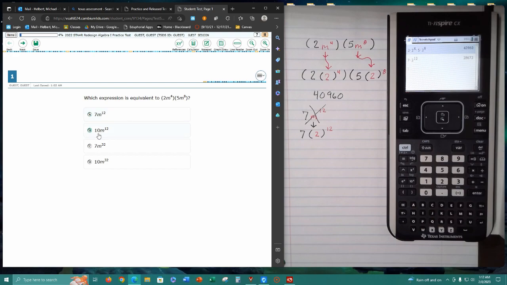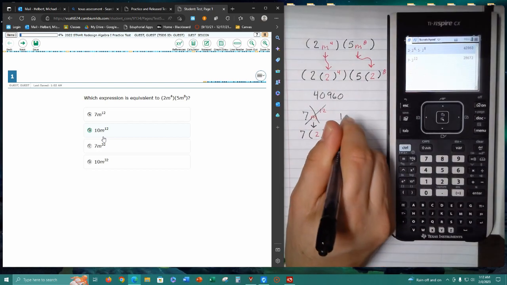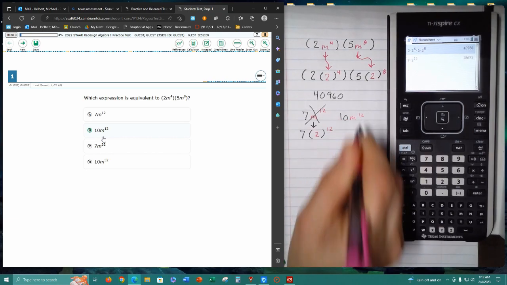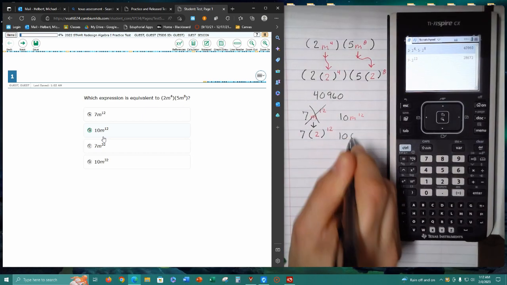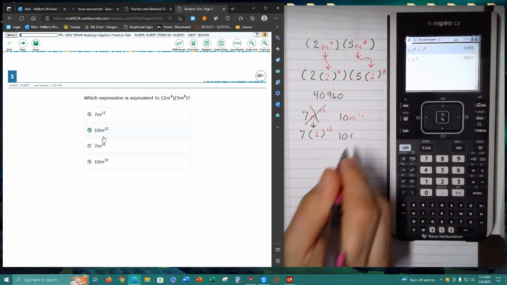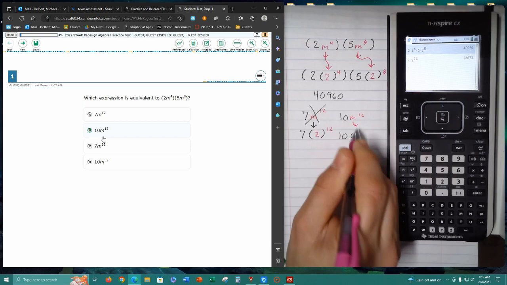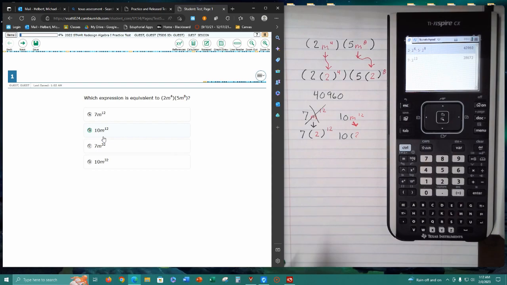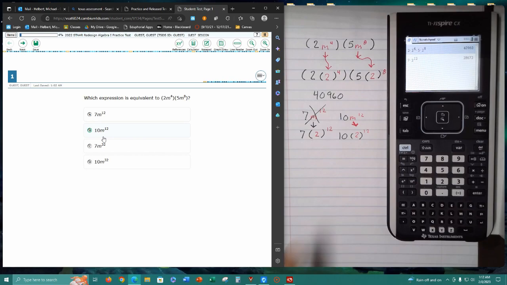So I want to go over here and I'm going to look at this 10m to the power of 12. So I'm going to try that one. So I'm going to go ahead and write that. So I got 10 and I have m to the power of 12. So I'll put 10, parenthesis. And then for m, we're going to be replacing it with a 2. So put a 2 in place of m right there, and to the power of 12.